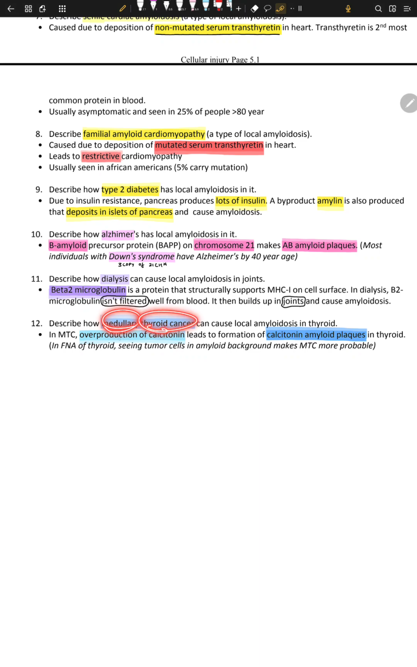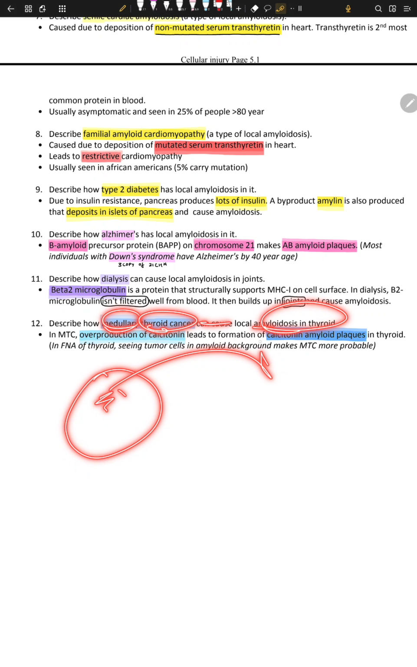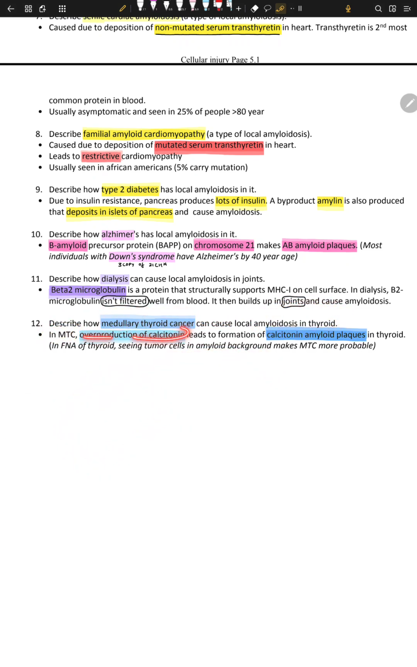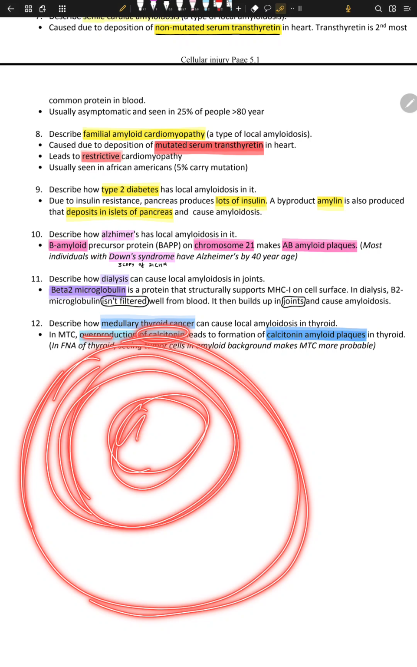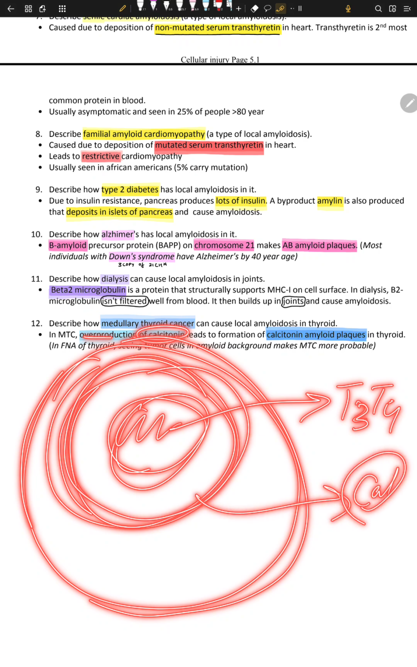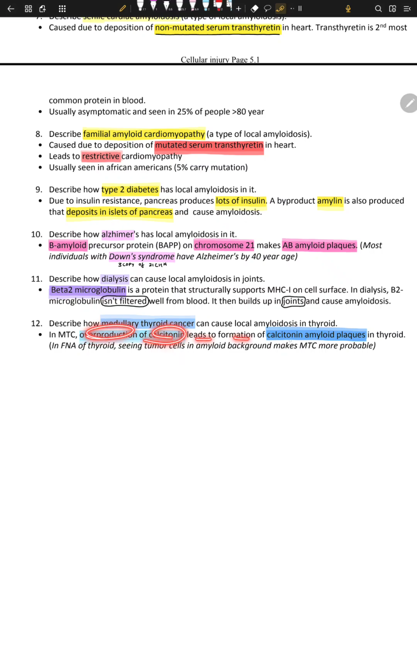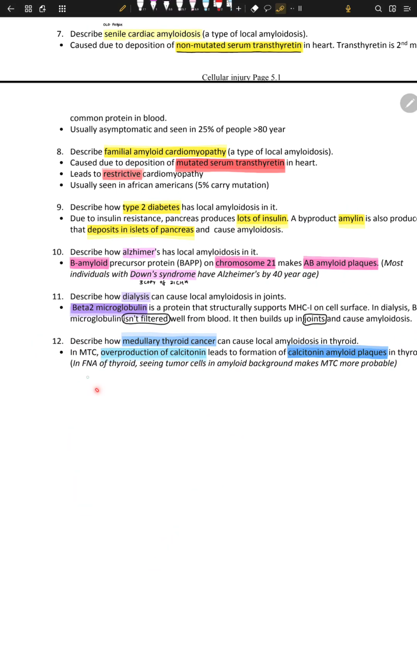Medullary thyroid cancer means cancer in the medulla of the thyroid, and it causes amyloidosis. How? In MTC, medullary thyroid cancer, there is overproduction of calcitonin. We know in the thyroid there are follicular cells, and then we have parafollicular cells, right? Follicular cells make T3, T4, and parafollicular cells make calcitonin. Overproduction of calcitonin leads to formation of calcitonin amyloid plaque in the thyroid. On FNA, fine needle aspiration of the thyroid, seeing tumor cells in an amyloid background makes MTC more probable. So if you have cancer in these parafollicular cells, you have overproduction of calcitonin, and it leads to calcitonin amyloid plaque deposition. For local amyloidosis, we have seen multiple examples.